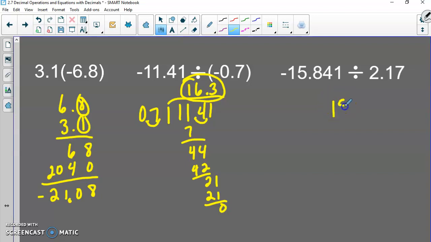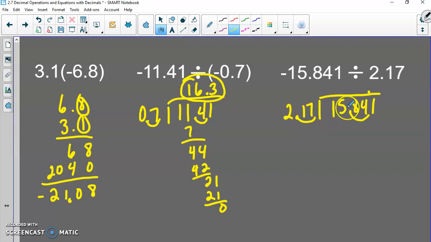Okay, now this one looks kind of ugly, but I think we'll find it's not too bad. We're going to put 15.841 in the box. Again, I'm not worrying about the signs right now. It doesn't change how I divide. We'll deal with the signs when we write the answer. Okay. I'm going to move the decimal 2 places. I'm going to move it 2 places here. Put it straight up here. Now I'm ready to divide.